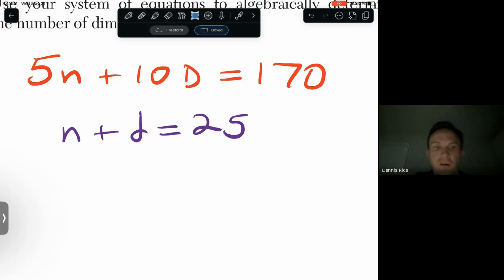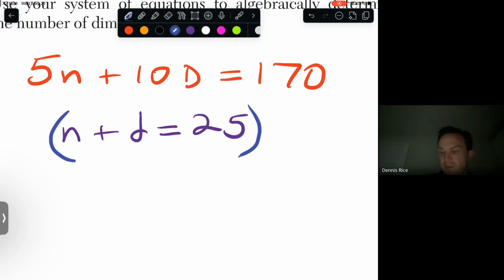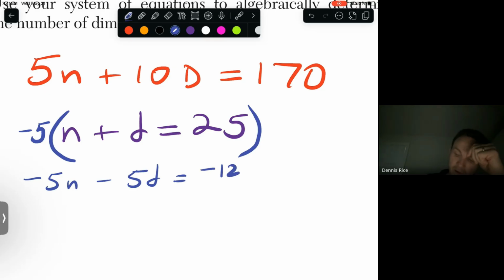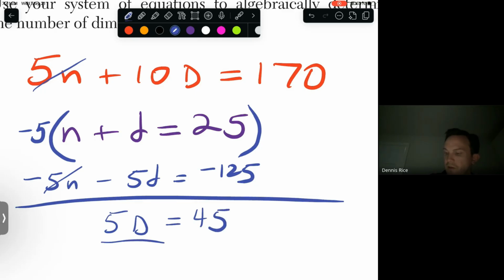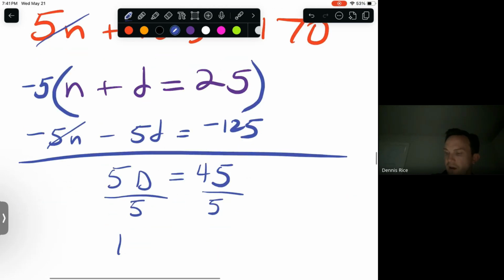So this one's kind of in the middle, right? You could do substitution. You could say, I'm going to get N by itself here, get D by itself here, and plug it in. You could also do elimination. You could take the bottom equation and multiply it by something, for example by -5. You have a lot of options here. And now you'd stack that top equation with the one we just created. You'd add them together. The Ns would cancel out. You'd get 5D, and you'd get 45. So you're going to get D equals 9.